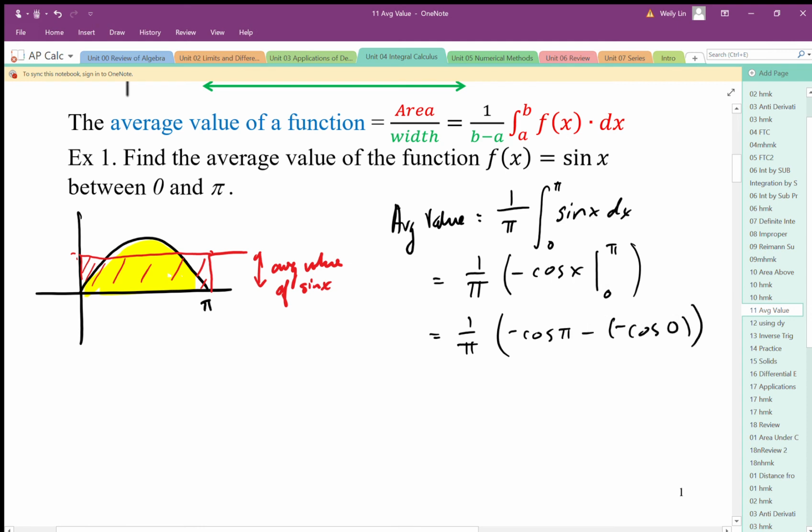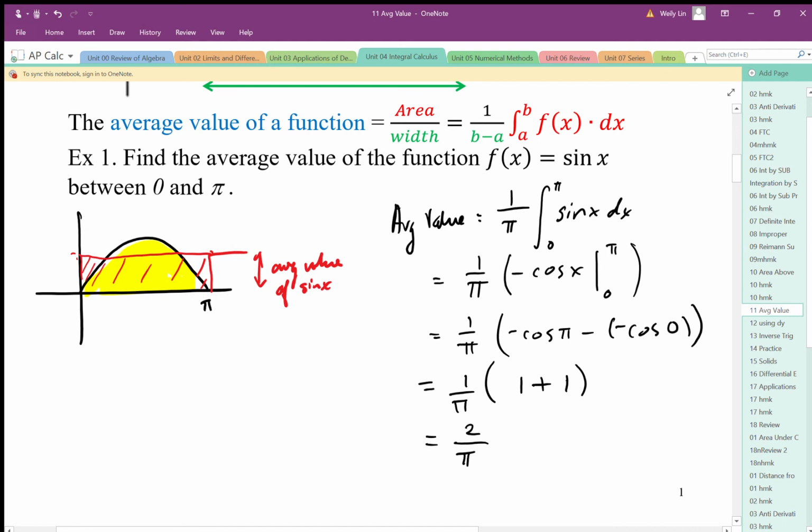It's going to be 1 over pi times that. Negative cosine of pi is negative of negative 1, which is 1. Minus negative is plus, and cosine of 0 is 1. So there it is. The average value of that function is going to be 2 over pi.